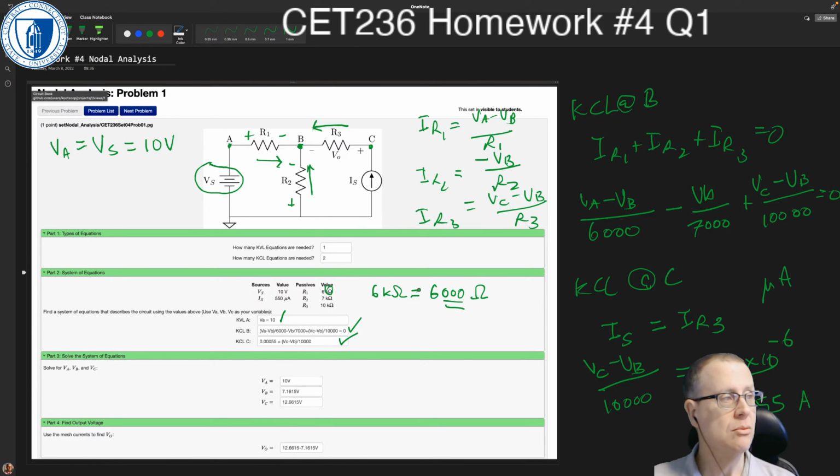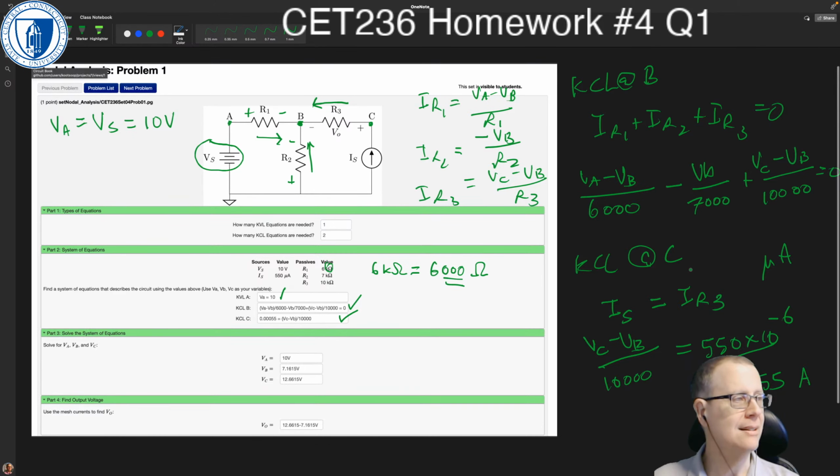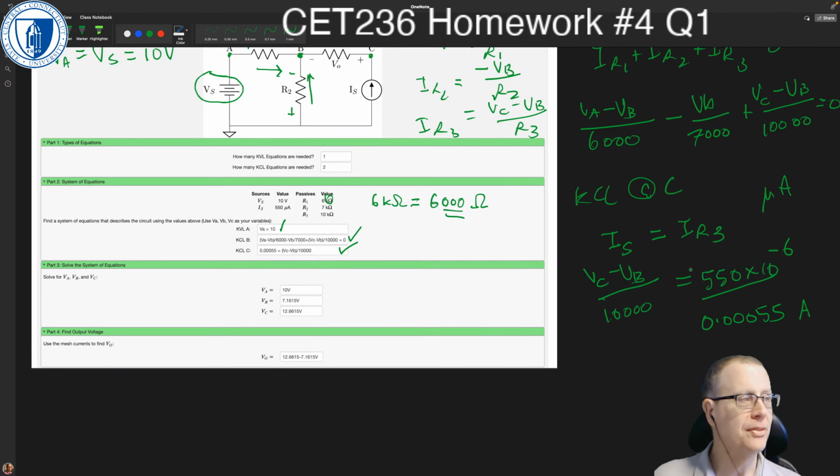Then it's just a matter of rewriting the equations. Oops, I've hidden what I just wrote behind my head. All right, so then it's just a matter of writing all of that into a matrix equation. We could substitute VA equals 10 into the KCL at B equation, that's the only one that uses it, or we could just leave all three of them, and solving for that should give us our VA, VB and VC.